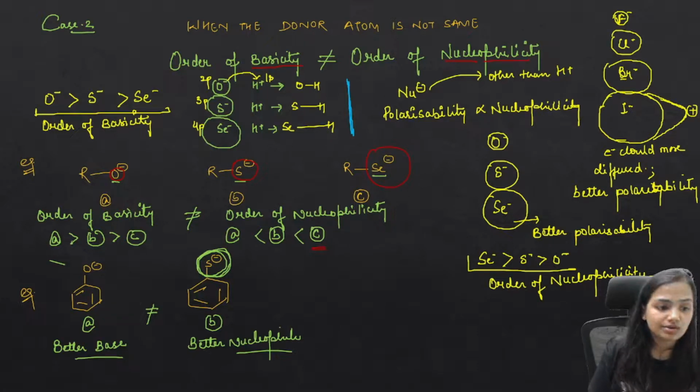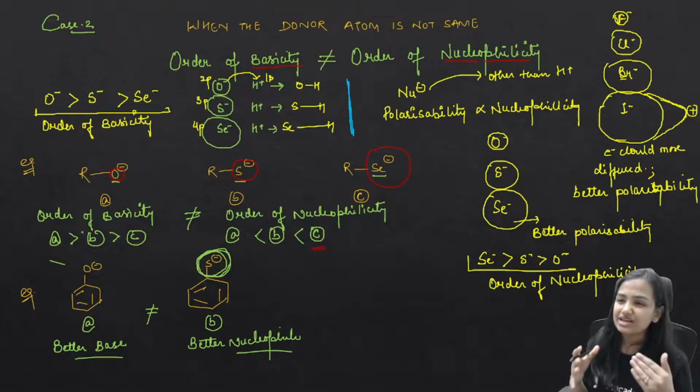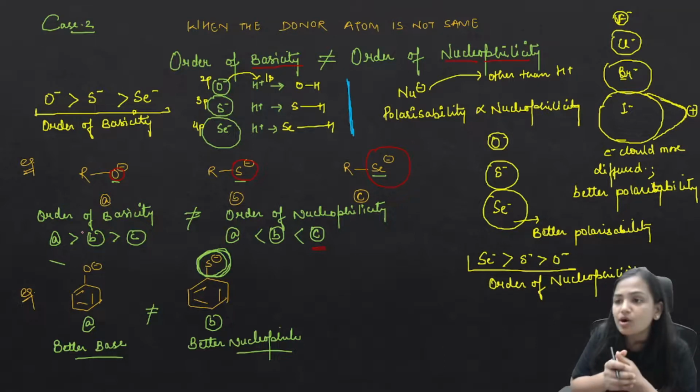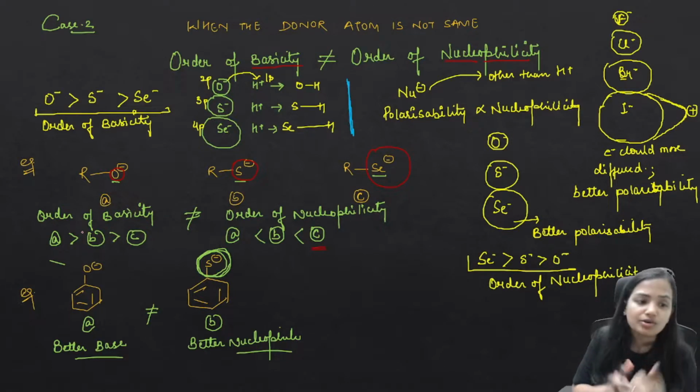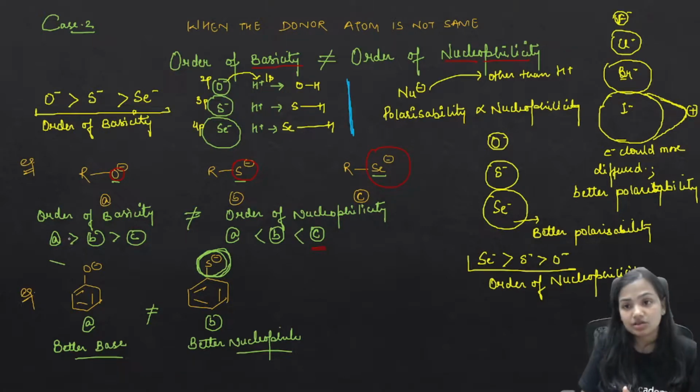The reasoning, as I told you, is that if they have to form a bond with the H positive, it has to be thermodynamically stable. Bases are thermodynamically controlled. If they form a strong bond with the hydrogen, then it is going to be stable, otherwise not. That's how A will form a strong bond with the hydrogen, which is thermodynamically stable, because 2p-1s overlap is a good overlap.